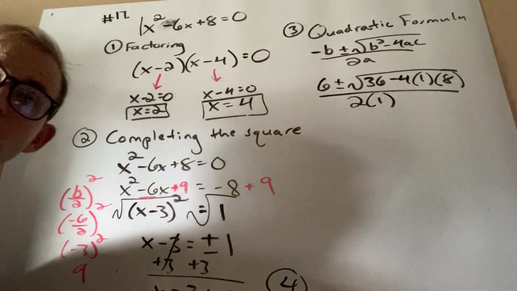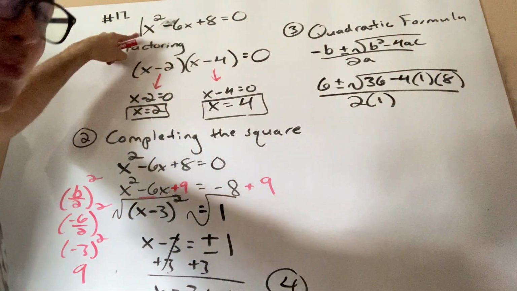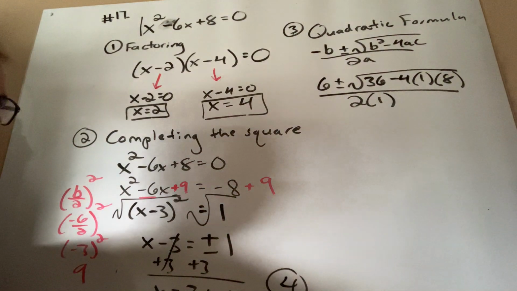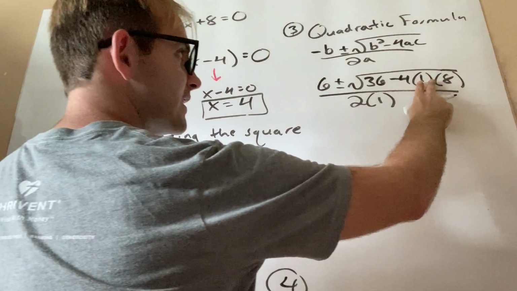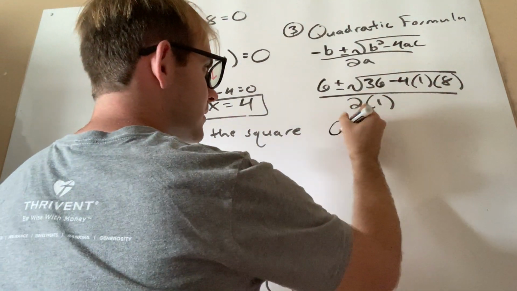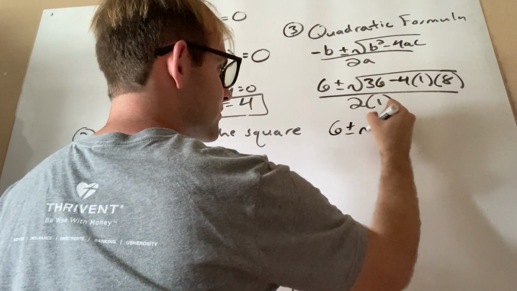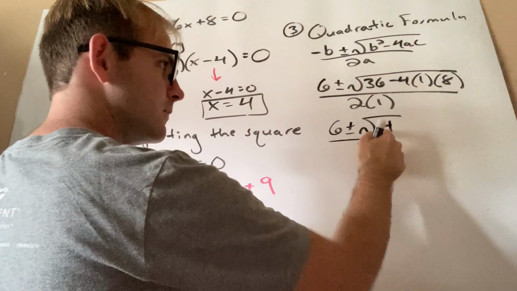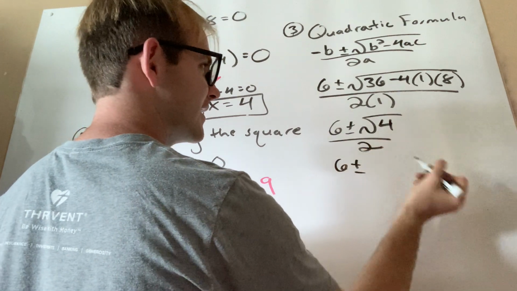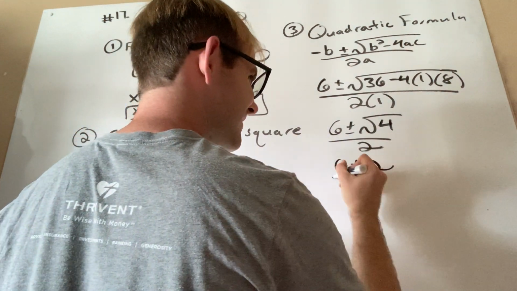Again, how did I know a was 1? Well, because it's just a 1 in front of the x squared. All right, and c is the value at the end. So now, 4 times 1 times 8 is 32. And 36 minus 32 happens to be what, 4? Okay, what's rad 4? Oh my gosh, it happens to be 2.